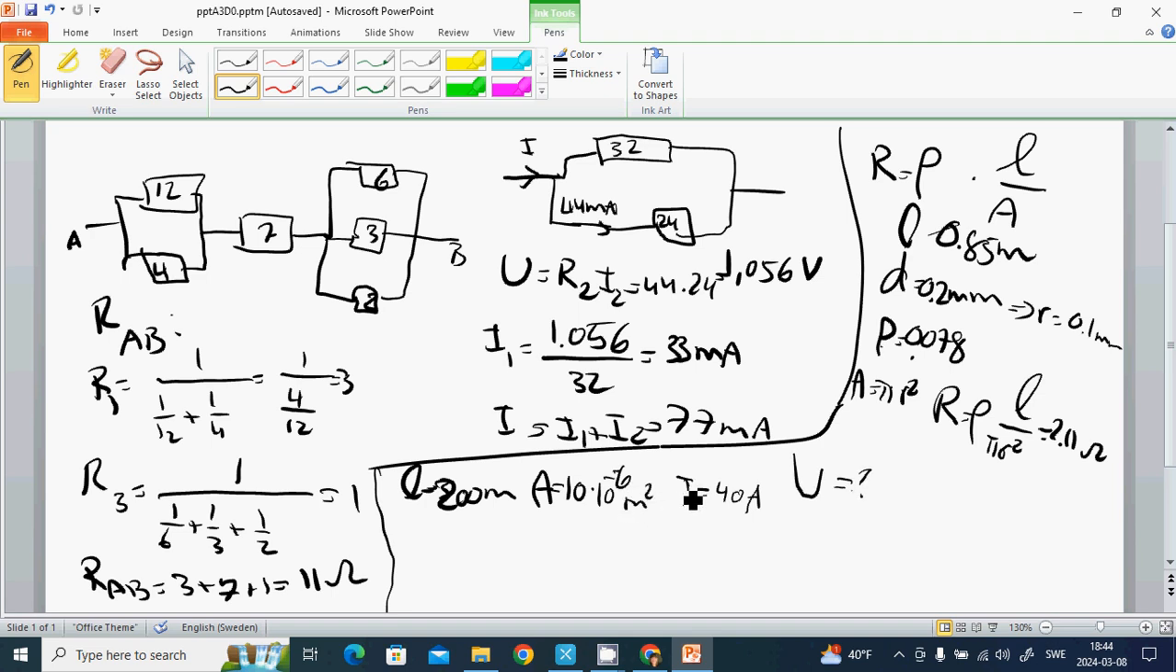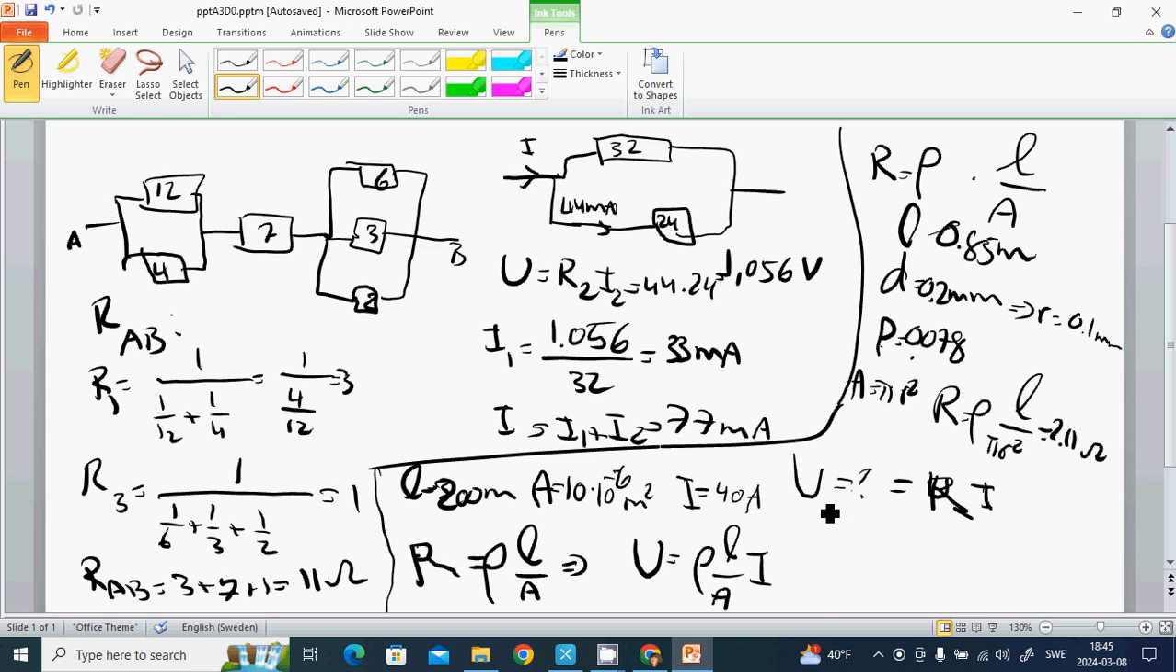The voltage U is R times I. And R equals rho L divided by A, then U equals rho L divided by A multiplied by I. We put in all those values and find it, and rho we can take from the tables. Okay.